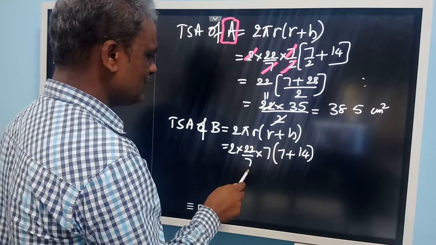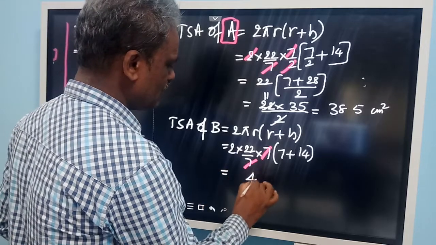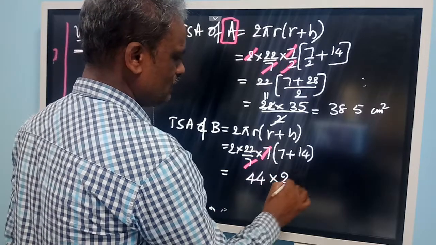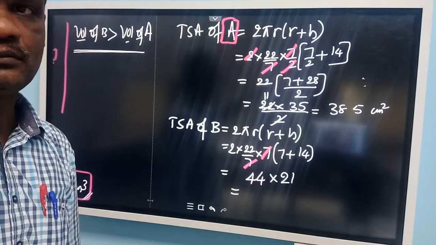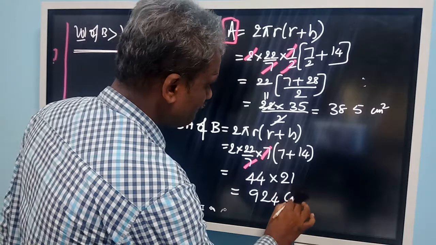So you can cancel here 7 and 7. So what is the remaining thing? 22 2s are 14, 4 into 14 plus 7, 21. So multiply and tell me the answer. What is the answer? 924 centimeter square.